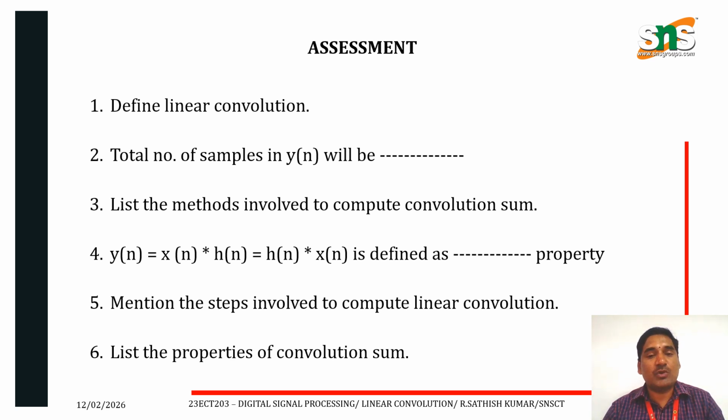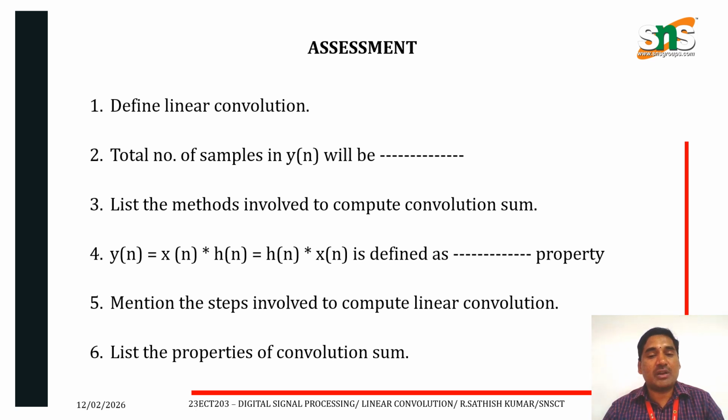List the methods involved to compute the convolution sum. There are 4 methods available to compute linear convolution: definition method, graphical method, tabulation method, and multiplication method. y of n is equal to x of n * h of n, h of n * x of n, is defined as the commutative property.